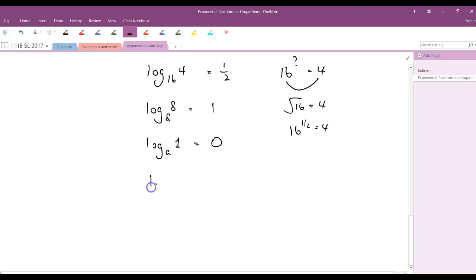Is it possible to evaluate log 0? Can I raise 2, 3, 4, whatever, to any power to get 0? Well, the answer there is no. So this has no value. There is no known value to that.